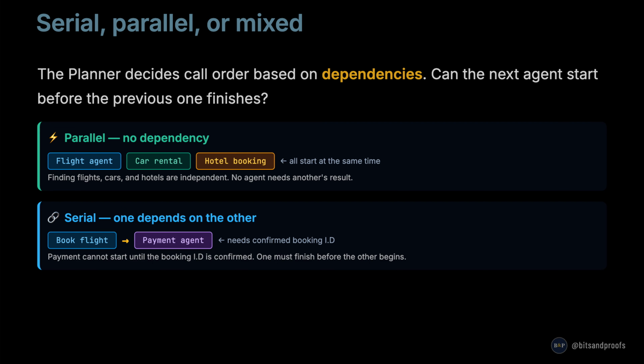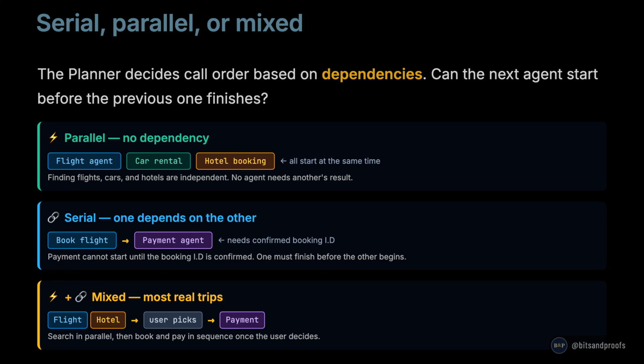Now take booking and payment. Payment needs a confirmed booking ID before it can start. So the planner books first, waits for the ID, then sends the payment task. That is serial, one step after another. A real trip uses both. Search in parallel. Once the user picks their option, book and pay in sequence. The planner decides the order based on what each agent actually needs.